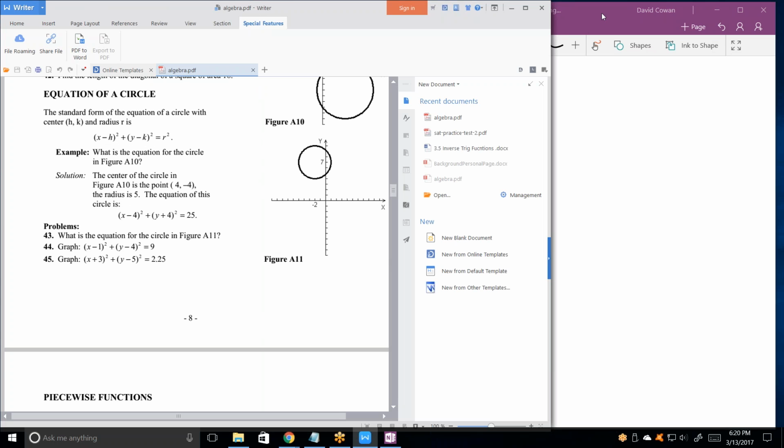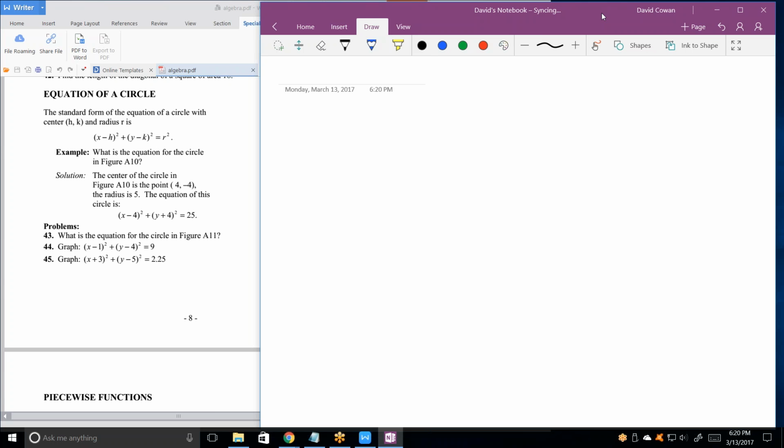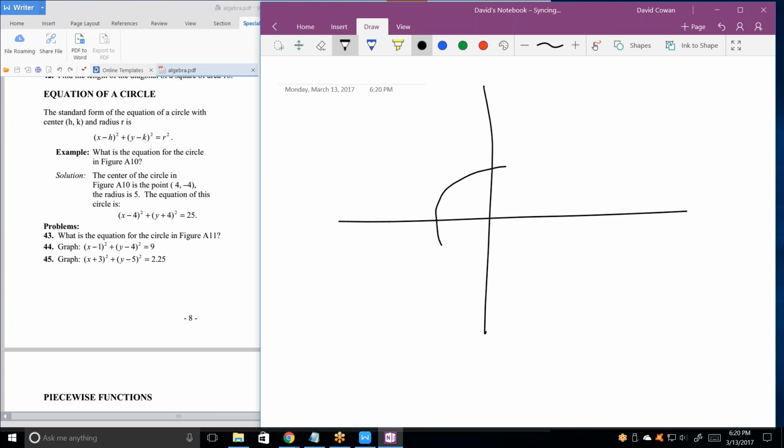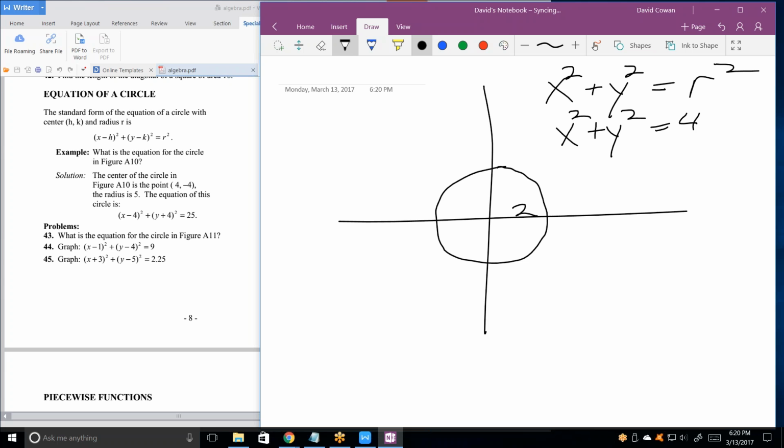Equations of a circle. Let's talk about that for a second. If I have a circle whose center is at the origin, then the equation is quite simple. It's x squared plus y squared equals r squared, where r is the radius. In other words, if that was a radius of 2, I would have x squared plus y squared equals 4 would be the equation of that particular circle that I drew.